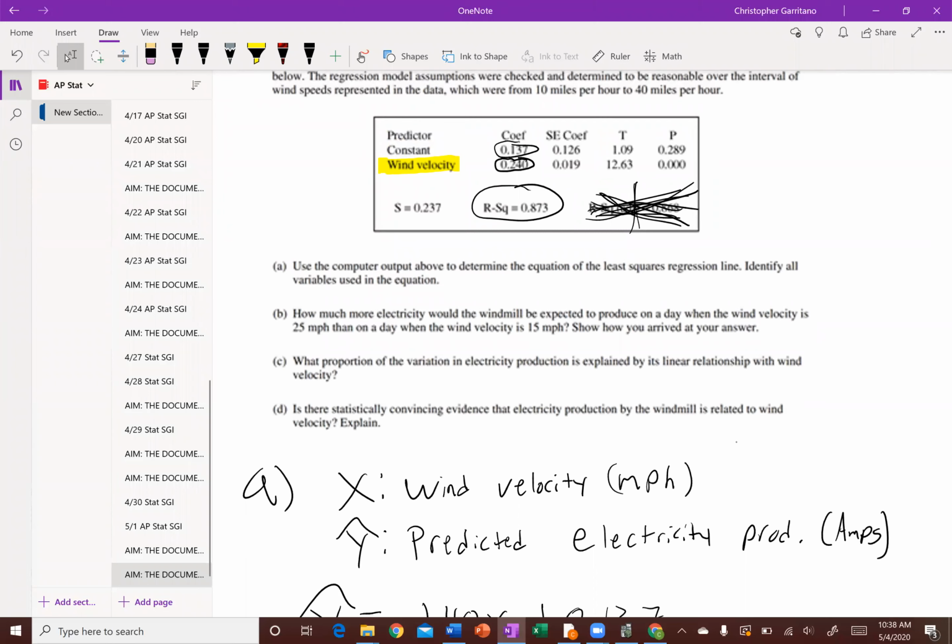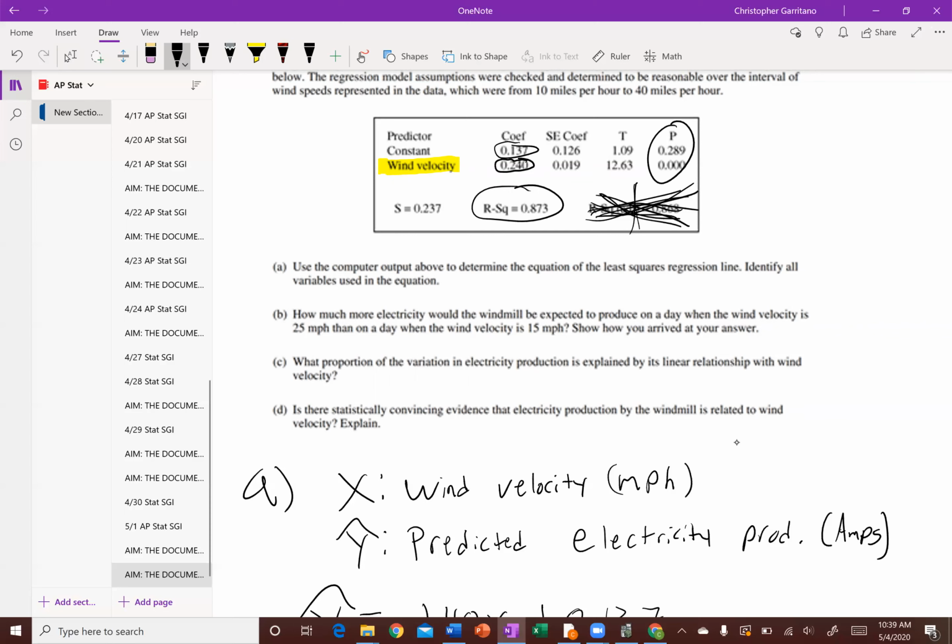Now, obviously, if this were a different year, we would go on and attempt problem D, but problem D asks for statistically convincing evidence that the electricity production by windmill is related to wind velocity. Hopefully to you this doesn't sound like a confidence interval. It sounds like a hypothesis test, which is exactly what it is. And some of you picked up that there's a p-value column here, so hopefully you get a hint for how you might approach this problem.